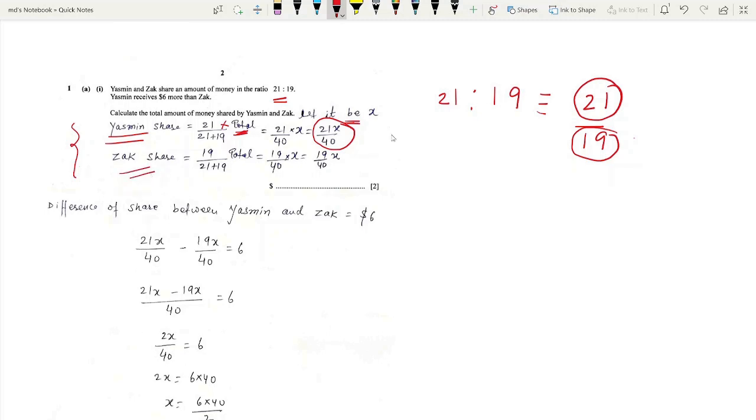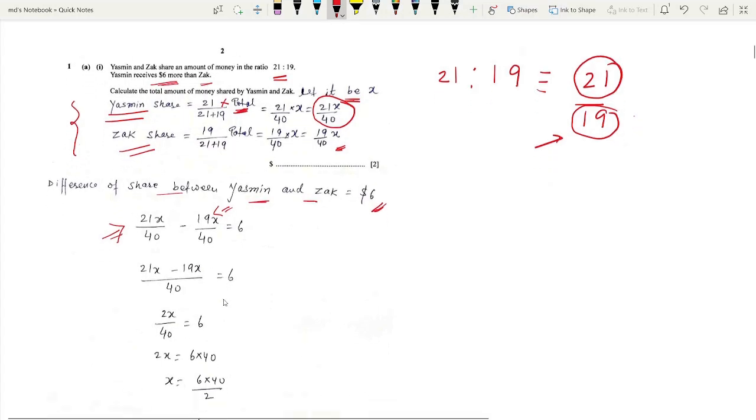Then the Zach share, and this is related to Zach, right? So Zach's share can be 19 over 21 plus 19. We have to add these two, times total. Total was x. So that is 19x over 40, right? Now according to the question, Yasmin receives $6 more than Zach. So the difference of share between Yasmin and Zach is $6, right? So here I have written Yasmin's share, here I have written Zach's share. So 21x over 40 minus 19x over 40. So this is 40 in the denominator, and in the numerator you can easily subtract 21x minus 19x, that is 2x over 40.